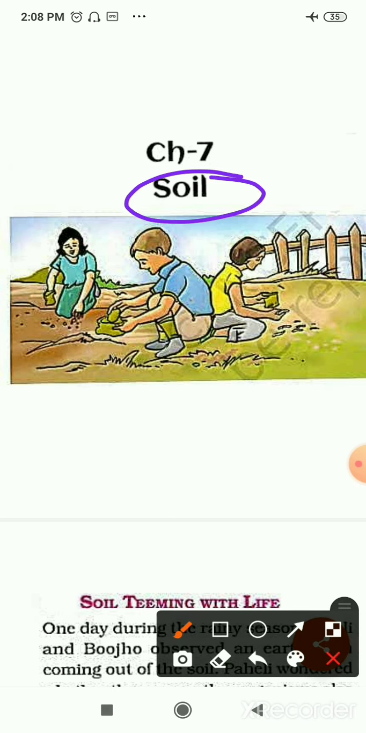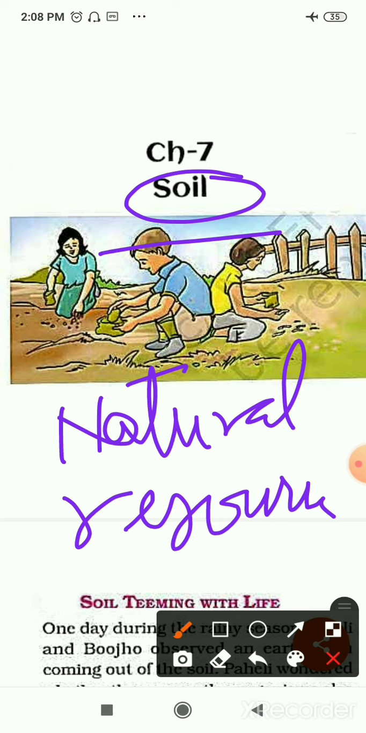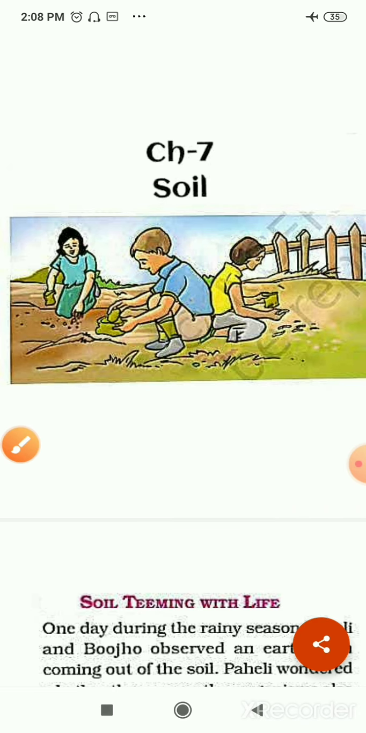Soil is the uppermost layer of the earth's crust, right? On the surface of the earth, the uppermost crust is called the soil. This is an important natural resource, and it is the source of many things. We get agriculture, clothing, shelter, medicines, and many other things from the soil, right?